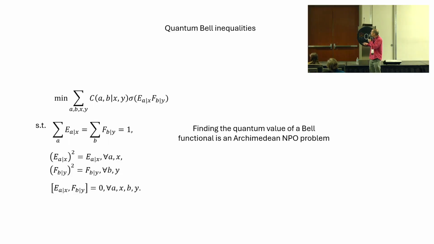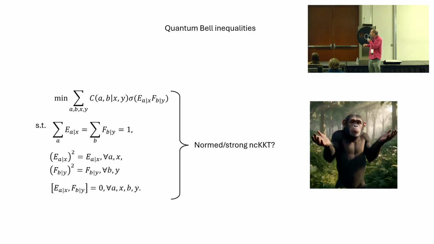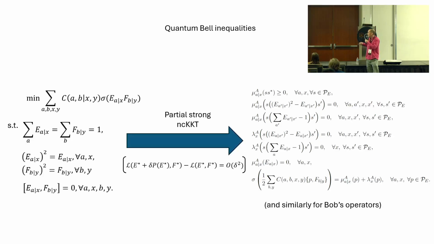So I'm going to speak about quantum Bell inequalities very briefly. Suppose that I pose you the problem of calculating the maximum value or the minimum value of some Bell function in quantum mechanics. It turns out that this is an MPO and it's also Archimedean. Now, the only problem is that all the theory that we developed doesn't really work that much for this problem, because we don't know if it satisfies normal strong NCKKT. So what we did was to develop the theory a bit further, and we found that it satisfies something we call partial strong NCKKT.